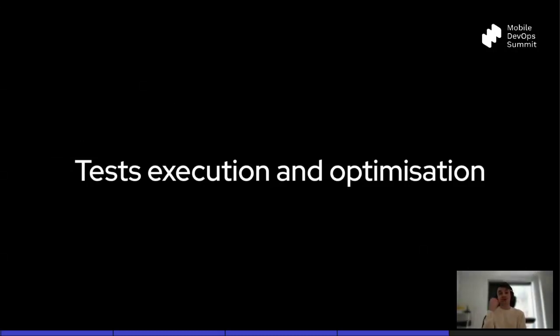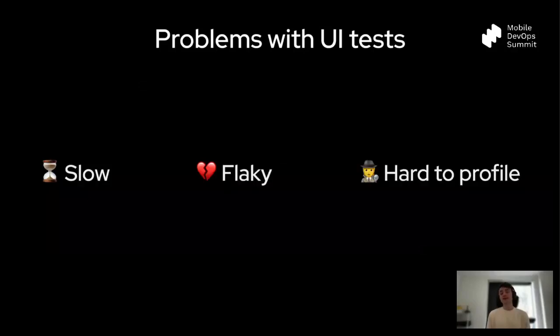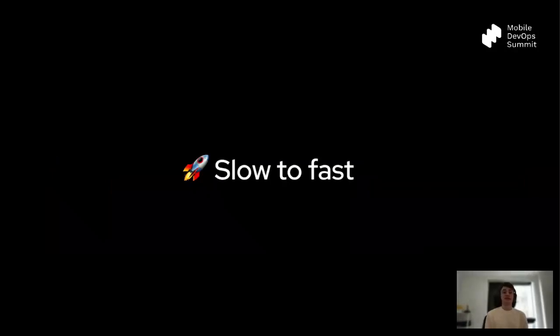They can be reasonable when it comes to some very particular tests, such as performance tests, for example. Now, test execution and optimization is very interesting because there are quite a few problems with UI tests that go apart from the CI. The UI tests are slow, they are flaky, and they are hard to profile. So let's first start with how to make tests fast.